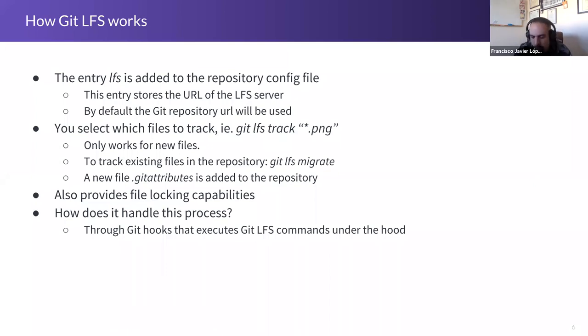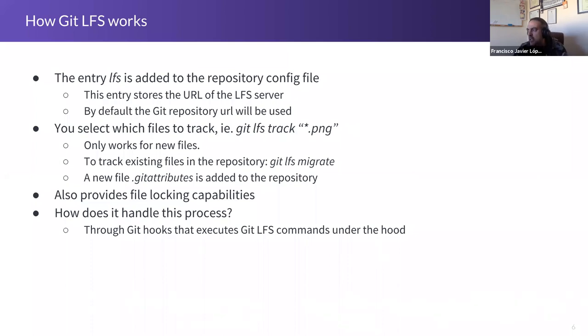Once we have installed the Git LFS extension, we have to tell it which files to track. It's really easy. It uses a pattern matching style. If we want to track only PNG files, we run git lfs track with this pattern. It only works for new files, so if we already have existing PNG files in the repository, we have to run git lfs migrate before.